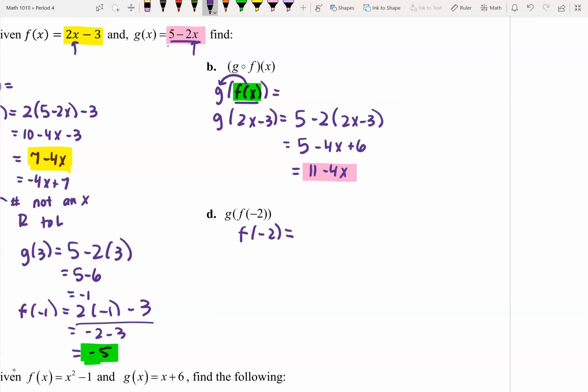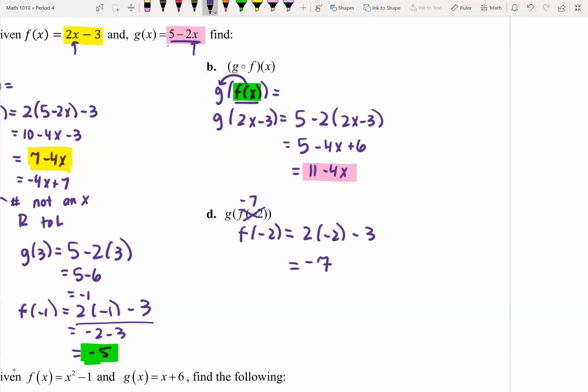Okay, question D. The first thing we're going to do is find f of negative 2. So go into that f of x and put in a negative 2. So it's 2 times negative 2 minus 3. You could literally just type that in your calculator, just the way you see it. Or you could figure it out. Either way, we get a negative 7. So now I know f of negative 2 is negative 7.